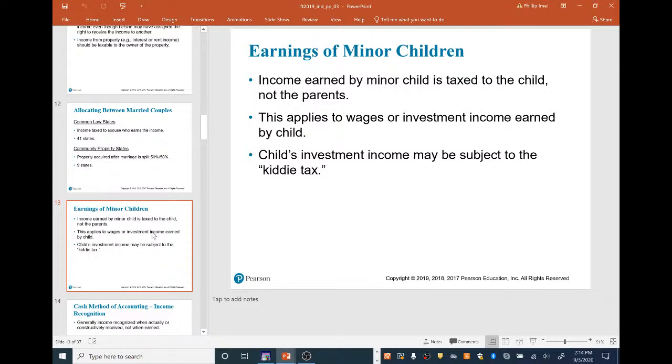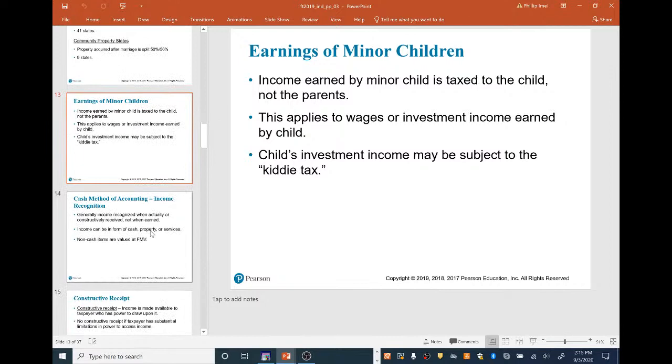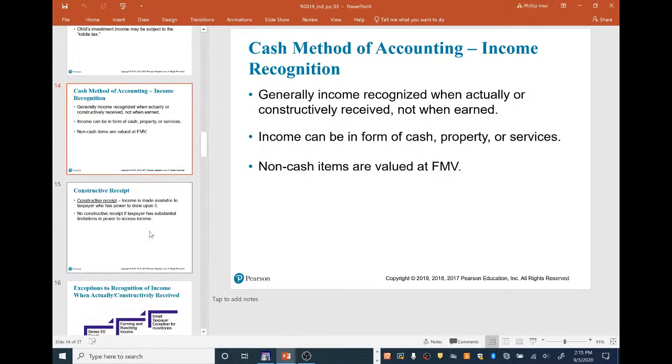Okay, what about the earnings of a minor child? Children are taxed on their own earned income, okay? Even though minor children are taxed on their own earned income, minors under the age of 18 may be taxable on a certain unearned income at a higher rate. Now this applies to investment income earned by the child. When we're talking about a higher rate, we're seeing here that a child's investment income may be subject to the kiddie tax rule.